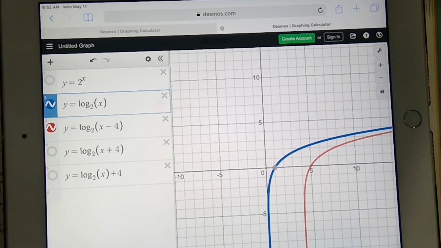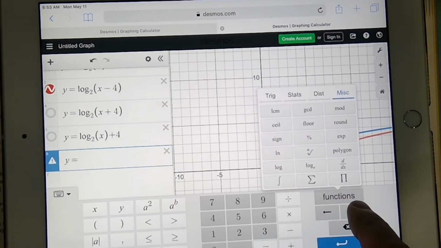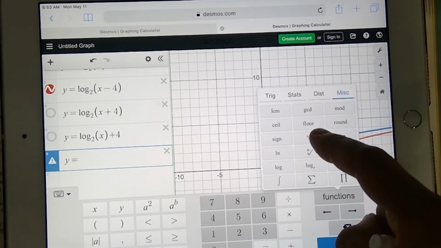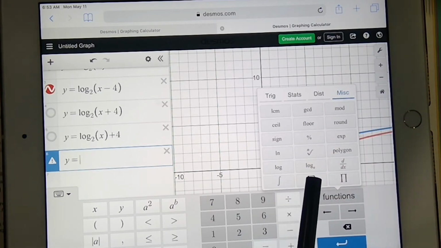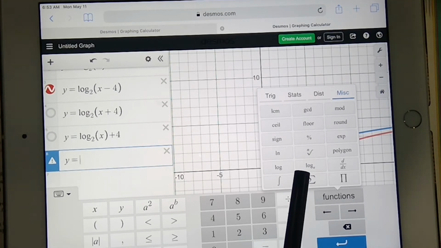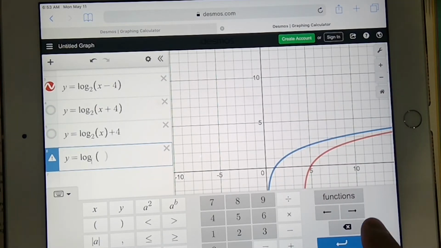Oh, and if you're entering these on your Desmos, it's y equals, and you go to functions, and you go to miscellaneous, and log is naturally base 10, but you're going to do the one with this, so you can put in a different base.